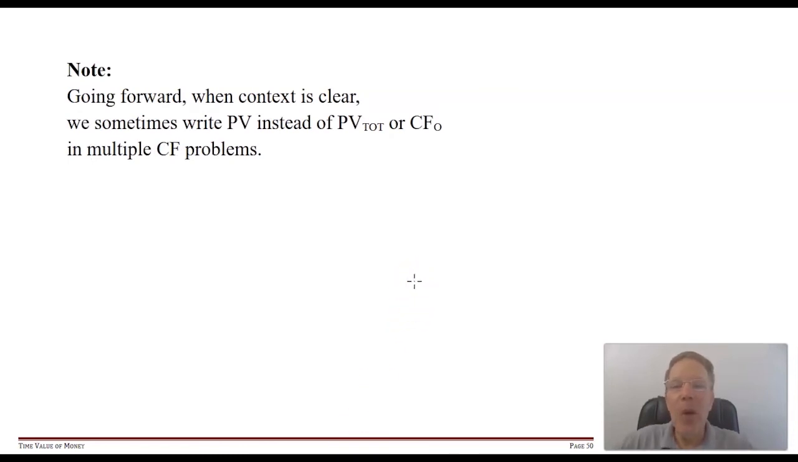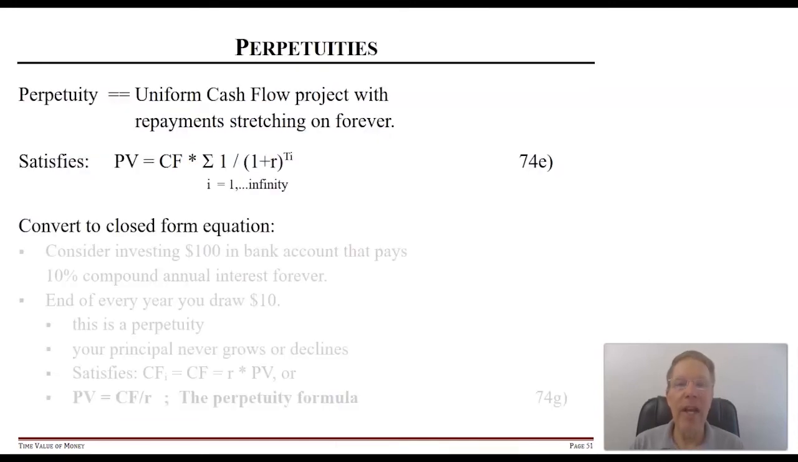Okay, so just a quick heads up going forward: when the context is clear, sometimes we're just going to say PV instead of PV total or CF0 in our multiple future cash flow problems. That's just shorthand, so we know that it counts for the present value of every cash flow for the project in the future, first discounted, then added up.